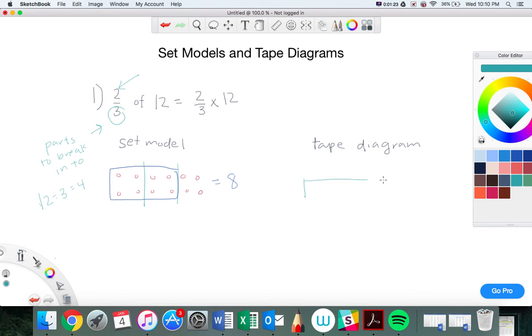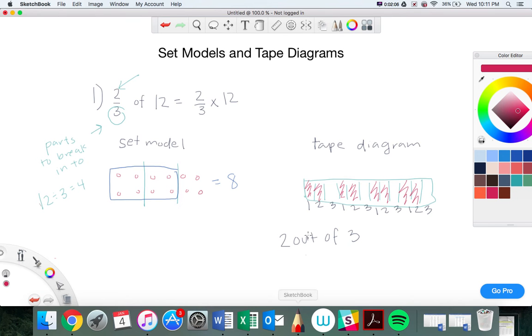So I'm going to draw a long rectangle, and it's going to have 12 parts in it. Ideally, they should be even. And then I know that I'm going to have 2 out of every 3, so I'm going to shade. I'm going to start numbering off these in 3s. And then I'll shade 2 out of every one of those. So I'm going to shade 1, 2, 1, 2, 1, 2, and 1, 2.